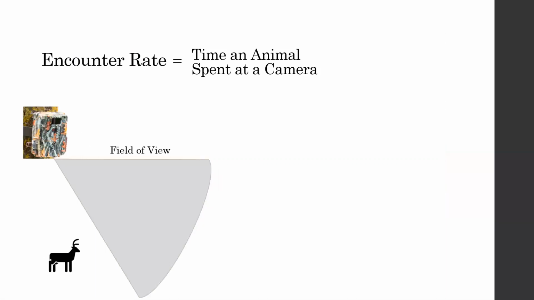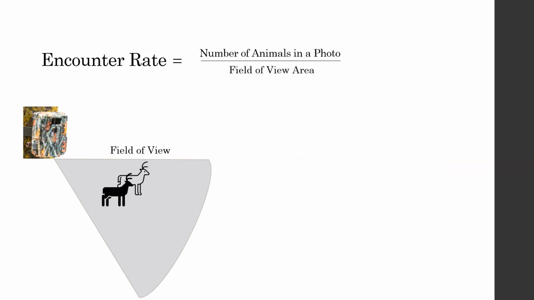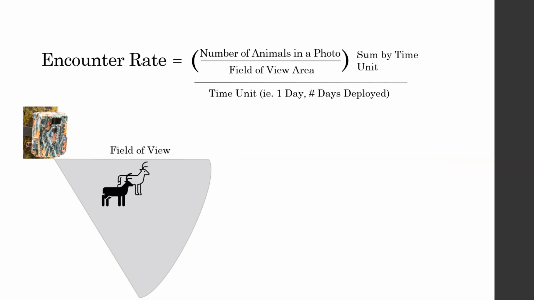Whenever an animal is within the camera's field of view, it triggers one photo per second. So each photo captured represents a 1-second animal observation event. We take the number of animals in a photo divided by the field of view area in square meters, and then we sum these observations by time units of interest, and this could be by day or the entire study period duration. Lastly, we divide by that same time unit of interest, which is dividing by 1 at the daily level, or by number of days a camera was deployed if you're looking at the entire study period.